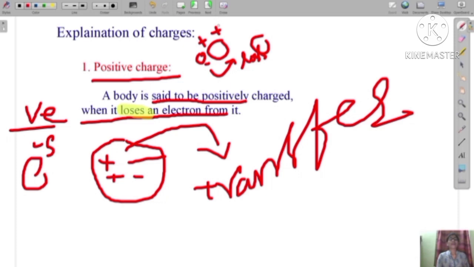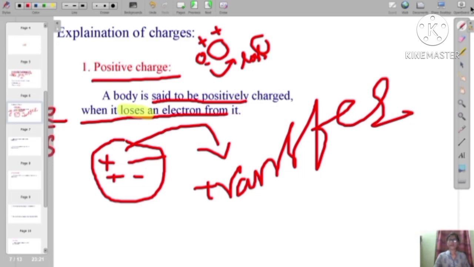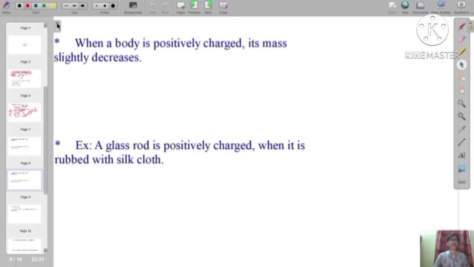I hope you have understood. The body in which the majority charges are of a certain kind, we name that body by that charge. Is it clear? I hope you have understood. Okay, once again, what is a positively charged body? That body is said to be positively charged when it loses an electron. Okay, so next let us know what are the characteristics of those positive charge.